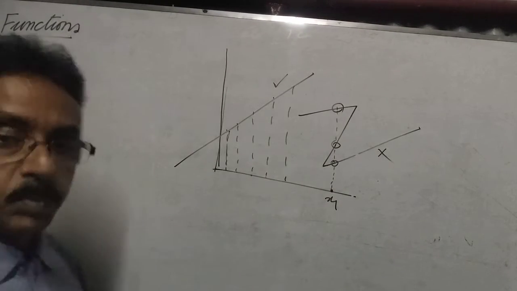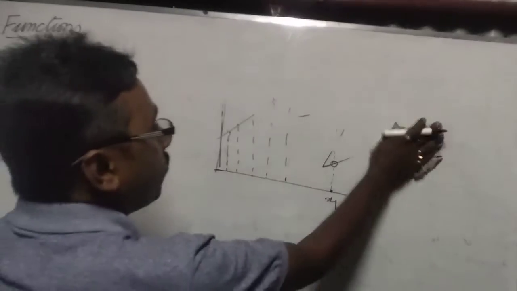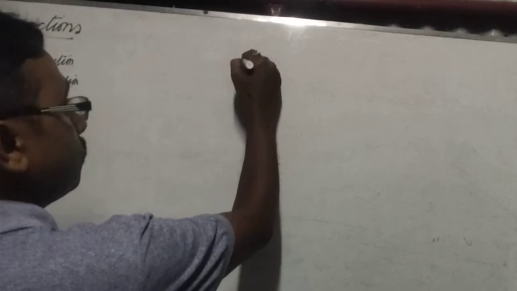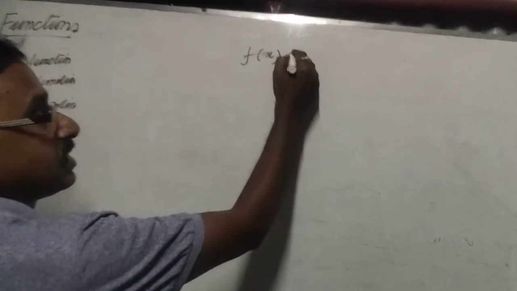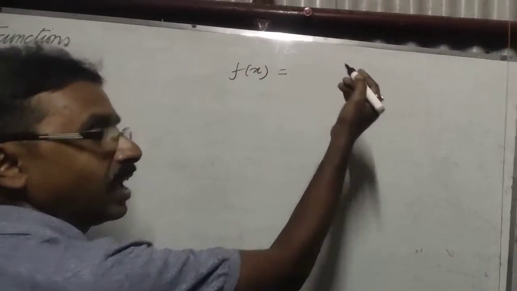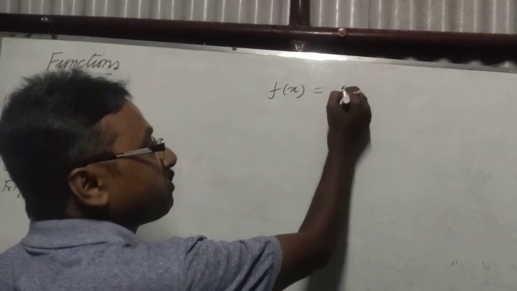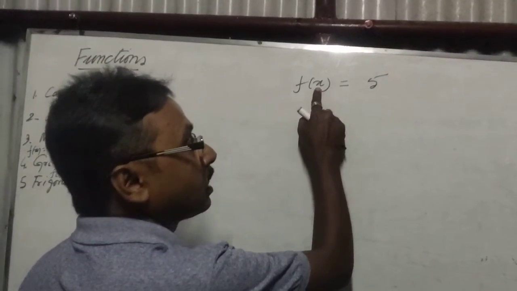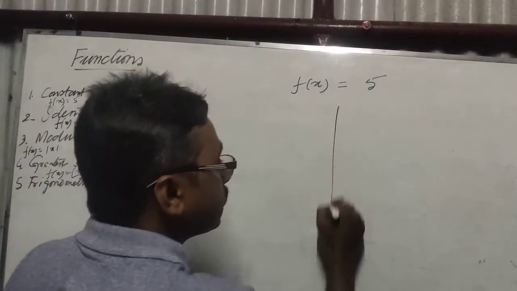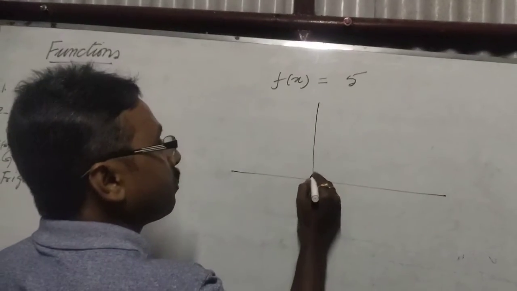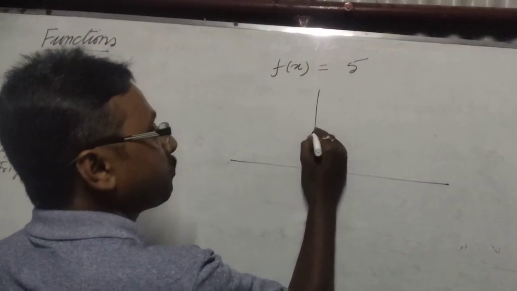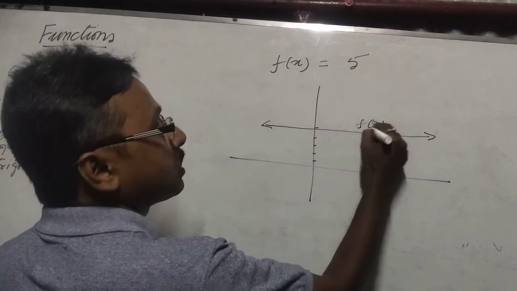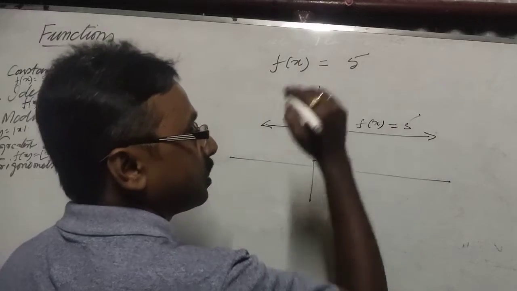Now I'll explain the different types of function. First is the constant function. Say f(x) is constant. Constant means it can be any value. Suppose f(x) is 5. So whatever x we take, f(x) is always 5. If we represent this, so this is f(x) equals 5. For this f(x) equals 5, the graph is this. It is a straight line.